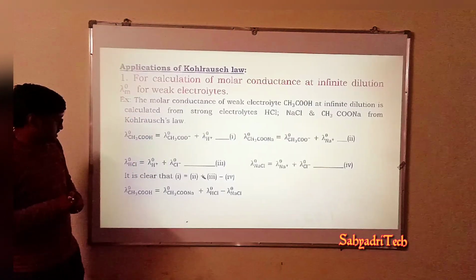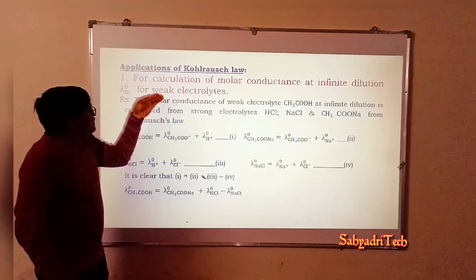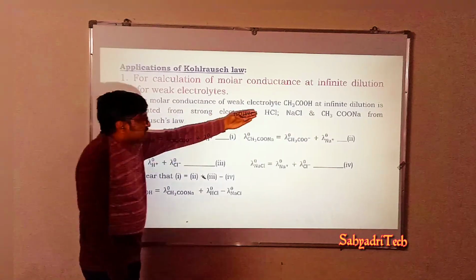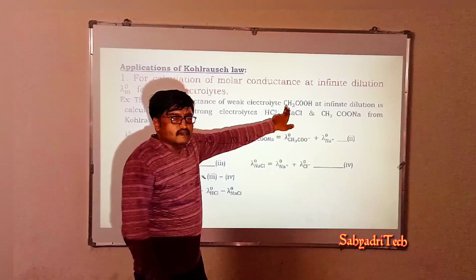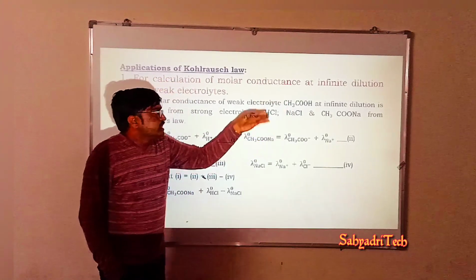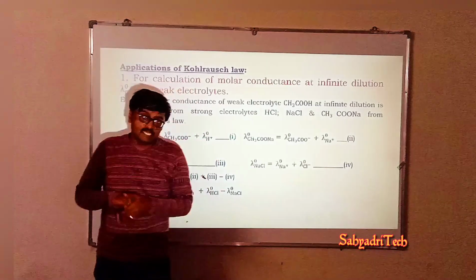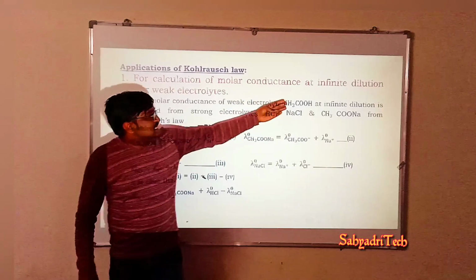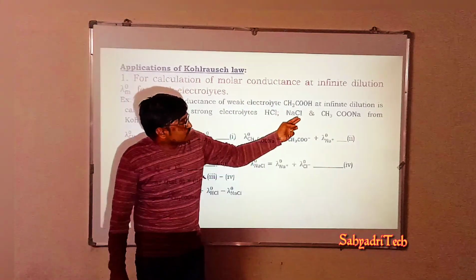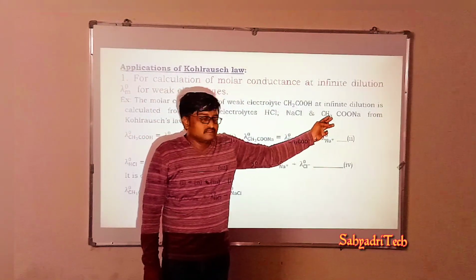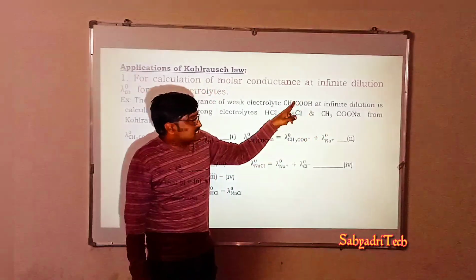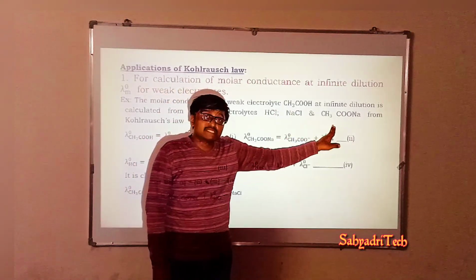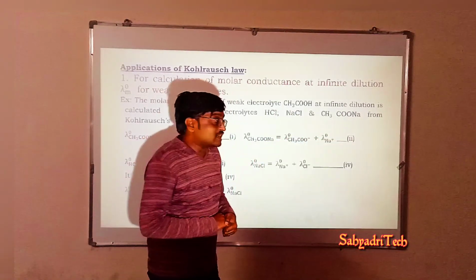Well, one of the reactions: say, for example, if you want to determine the limiting molar conductivity of acetic acid. Acetic acid is a weak electrolyte. If you wish to calculate lambda naught of acetic acid, how can it be calculated? As I said, acetic acid, hydrochloric acid, sodium chloride and sodium acetate. These are the four components. Acetic acid is a weak electrolyte, but the other three, HCl, NaCl and sodium acetate, are strong electrolytes.